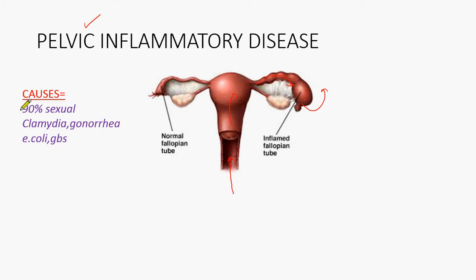The most common cause in 90% of the cases is sexual, where Chlamydia trachomatis and Neisseria gonorrhoeae are the most common organisms. In 10% of the cases, it is secondary to procedures such as IUD insertion; E. coli and group B streptococcus constitute the causes.